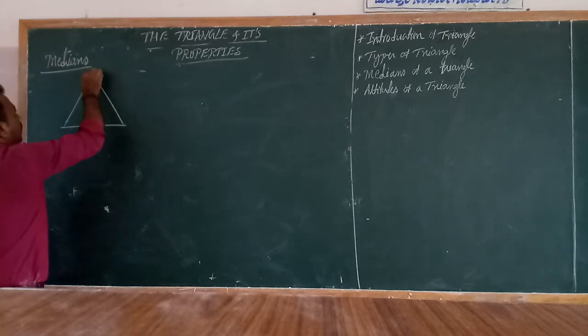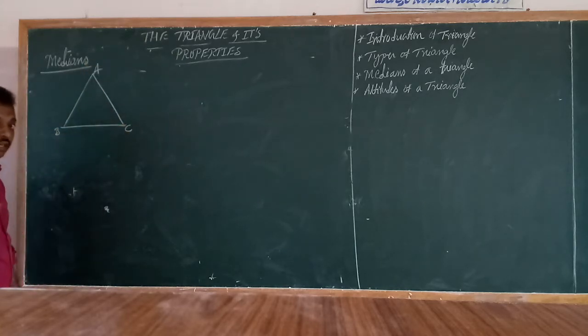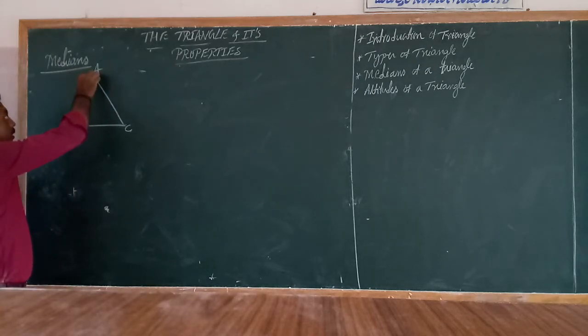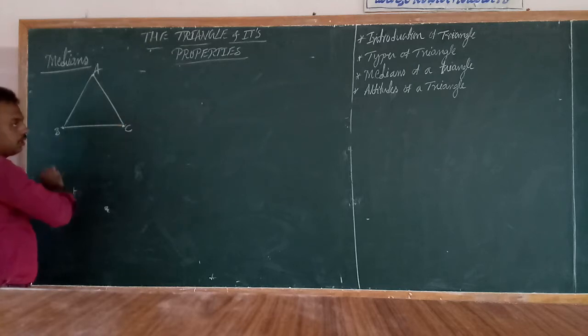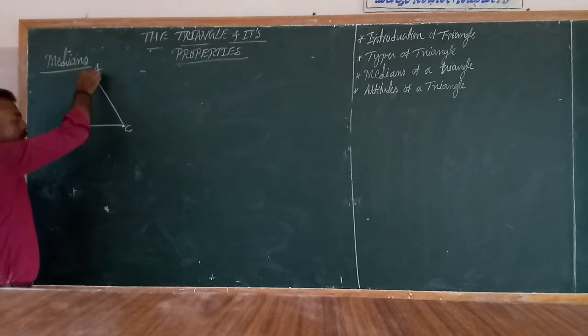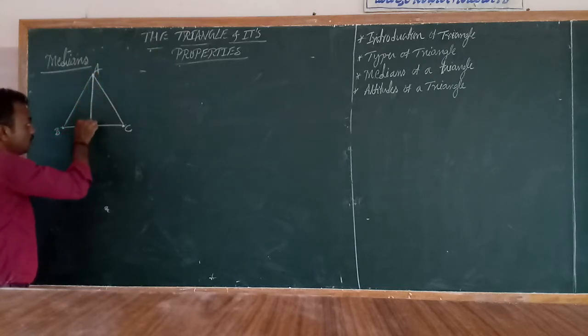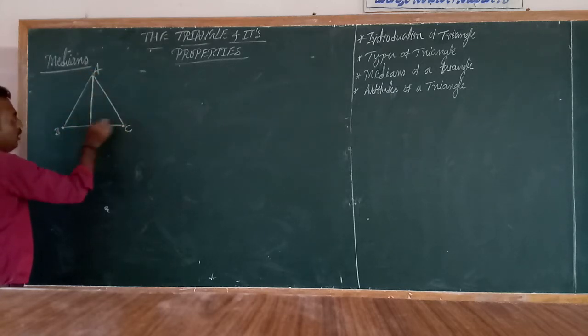Median of a triangle. See, ABC is one of the triangles. In this triangle, see, the vertex A and vertex B and vertex C. There are three vertices. So from any one of the vertices, I will draw a line from vertex A to the opposite side of A. What is the opposite side of vertex A? It is BC.